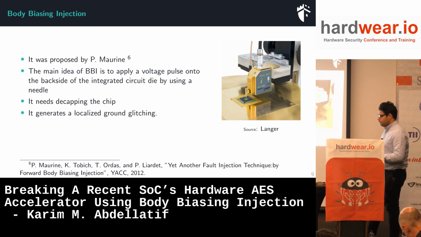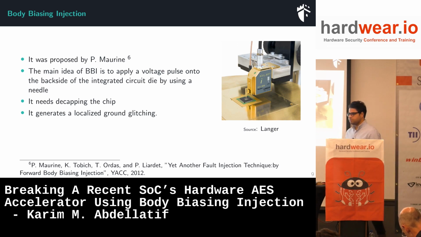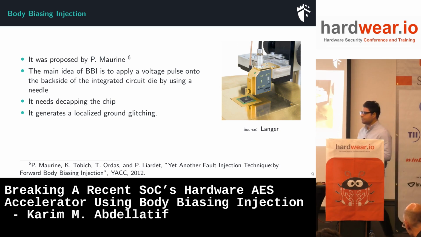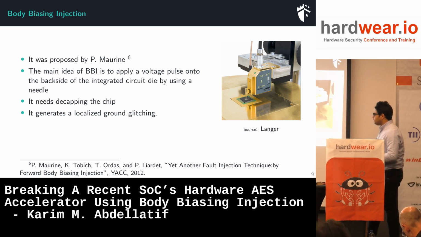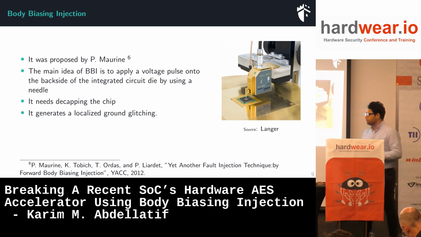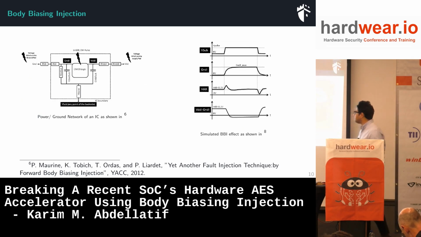And this kind of fault injection technique, you need to decap the chip itself. So it needs almost the same preparation as laser attacks. And the effect of the BBI, I can say, is like a localized ground glitching. Why is it a localized ground glitching?